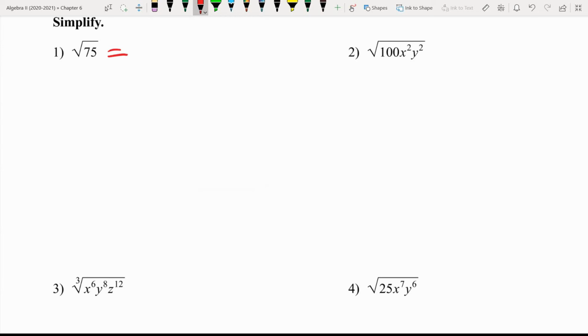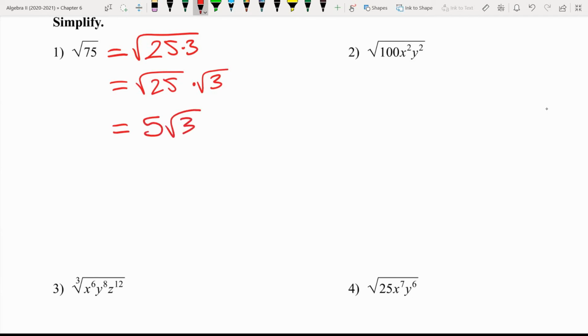Simplifying radicals, you want to look for perfect squares that are built into them. So like this one, 75 is 25 times 3. Looking for perfect squares that divide into 75. The way you think about this is splitting it up into two separate radicals. Square root of 25 times square root of 3. The square root of 25 is 5. Square root of 3, can't do anything with it, just leave it.